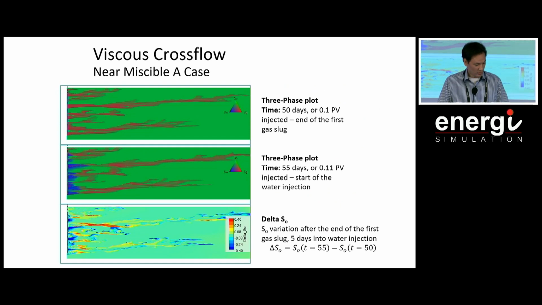And in our simulations, do we see this? Yes, also. So this is also for the near miscible case. The first picture shows you the end of the first gas injection, and then when you inject water, you can see on the last picture, I'm plotting what I call the delta oil saturation between the second and the first pictures, and you can see an increase in the oil saturation there, showing that yes, there is a lot of viscous crossflow in our simulations.